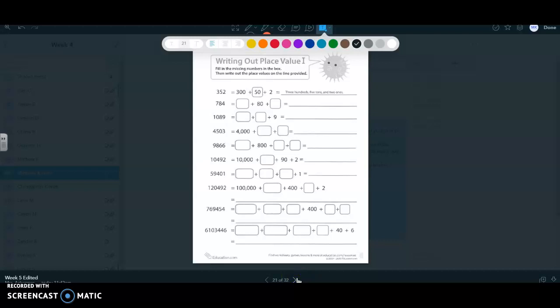And for math, boys and girls, this one I'm going to have you do the way they say. Fill in the missing numbers in the box. So they have this number right here, 352. And 300 plus 50 plus 2 is 352. 3 hundreds, 5 tens, and 2 ones. Okay, so I'm going to have you fill in those. However, it's starting to get to be some bigger numbers down here, okay? I'm going to still have you fill in the missing numbers on these, but I will help you a little bit, okay? So, I'm going to probably do the last 2 with you, okay?